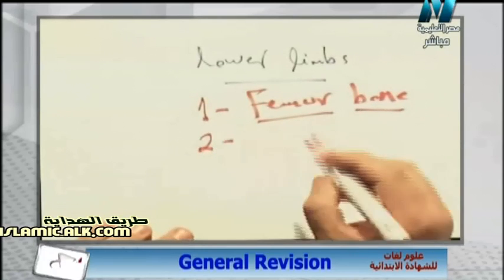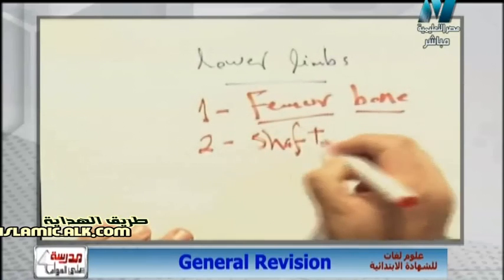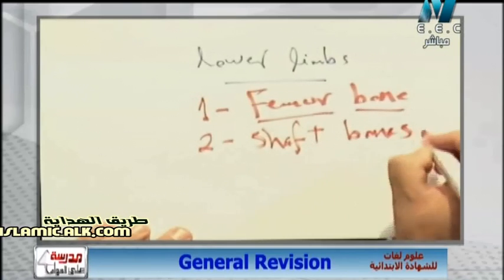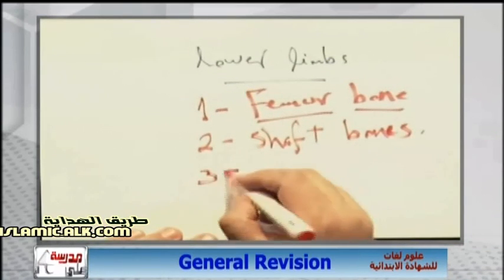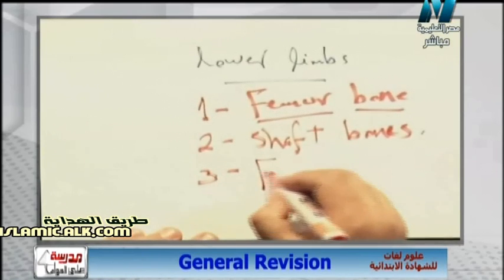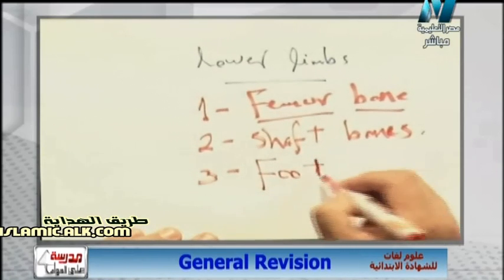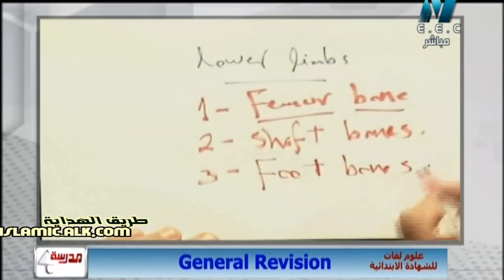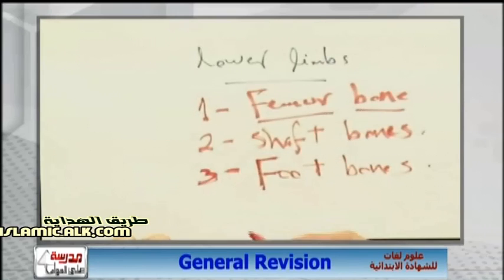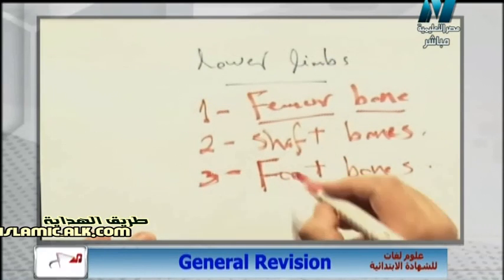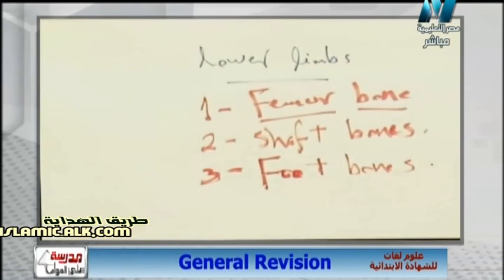Number two will be shaft bones, عظام الساق, عشان كده بقول bones, هما 2 bones مش 1 bone only. And at last number three will be the foot bones, عظام القدم, foot bone. So here I have three types of bones, which are femur bone, shaft bones, and at last foot bone. So it will be the lower limbs, الأطراف السفلية.